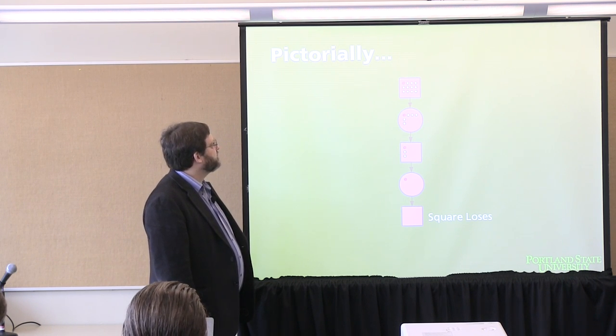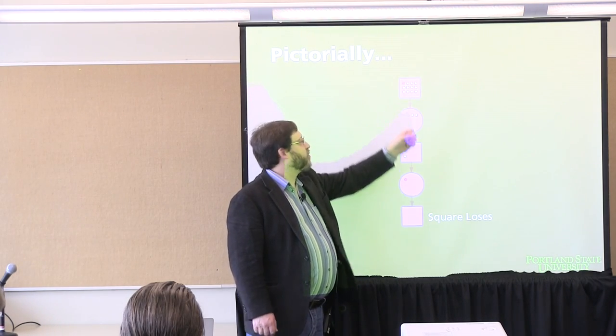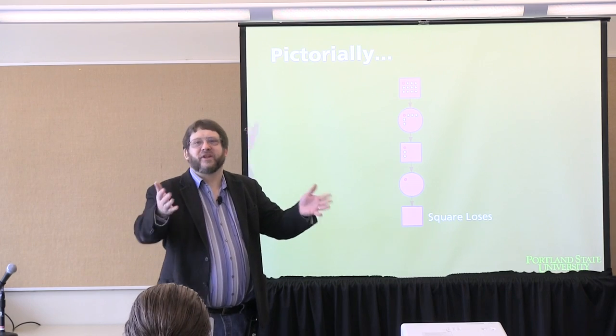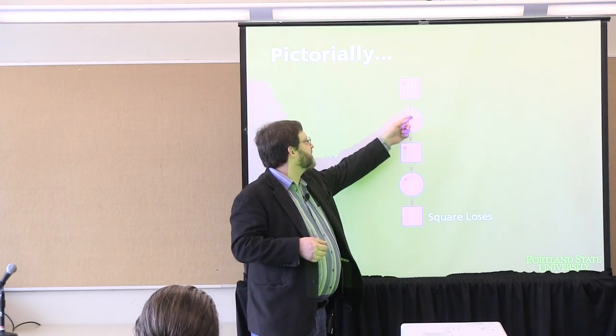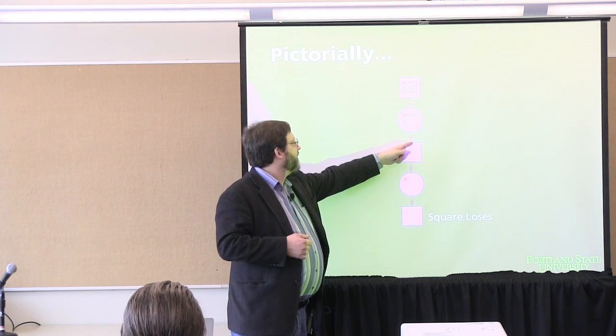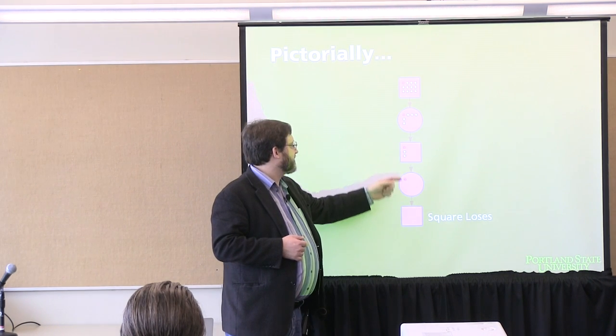Pictorially, and that's kind of hard to see in the back, I'm sorry, we start with the full board, and maybe I'm playing square. This is a traditional way you draw these things. I'm playing square, you're playing circle. I, playing square, choose this move maybe. And playing circle, you then take these ones off the top and end up here. And then I say, well, I'm going to take this one right here.